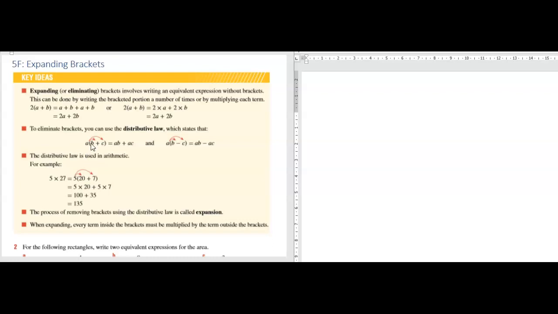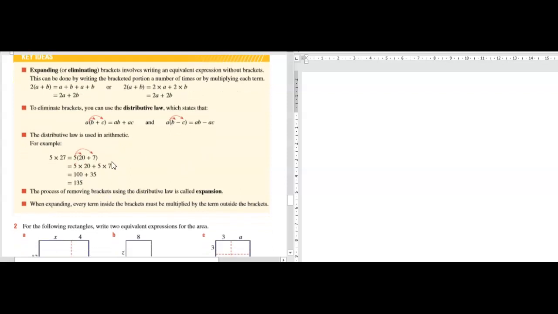So basically whatever number we have in front of our bracket multiplies every term inside the bracket. So this A multiplies the B and the A multiplies the C. Now, if we've got a negative in there, the negative stays with the C. So it's kind of A times B, A times negative C. So you end up with AB minus AC.